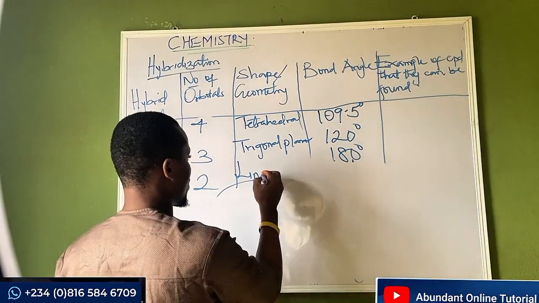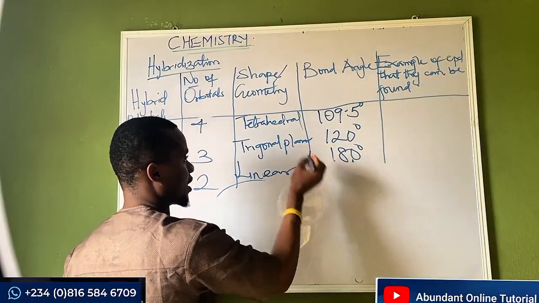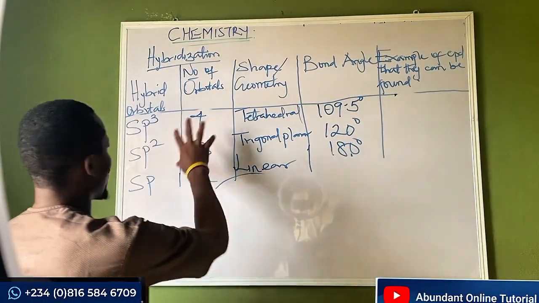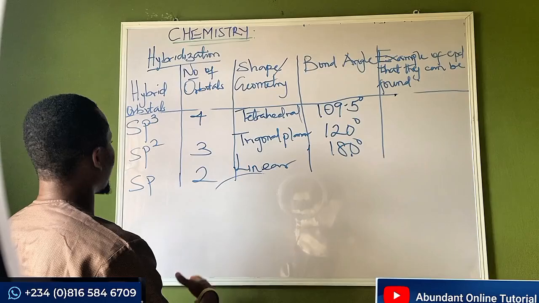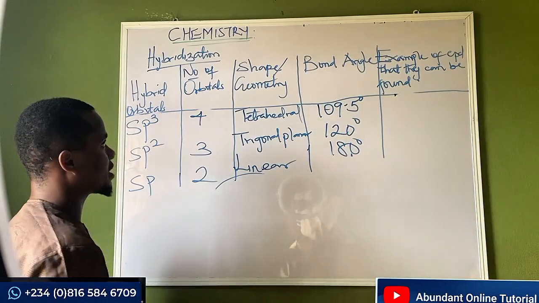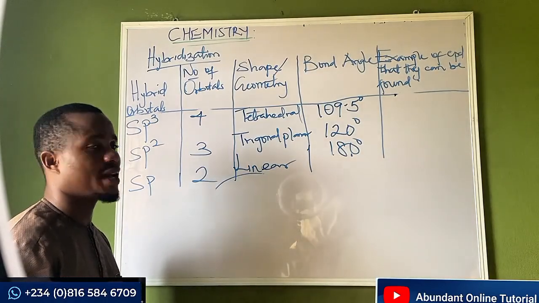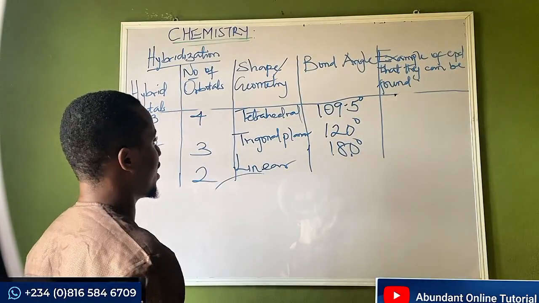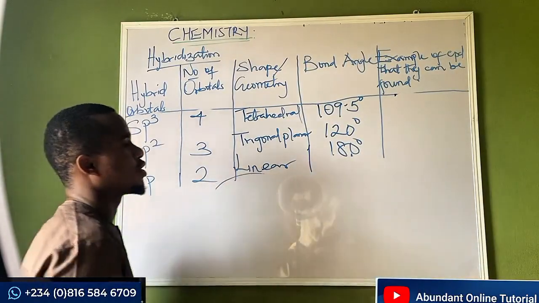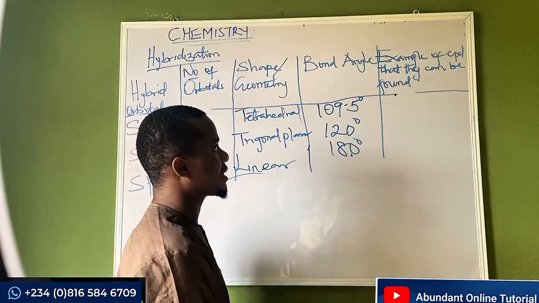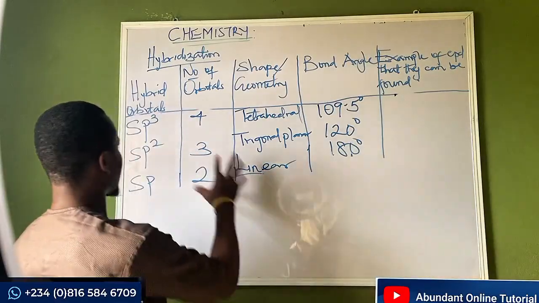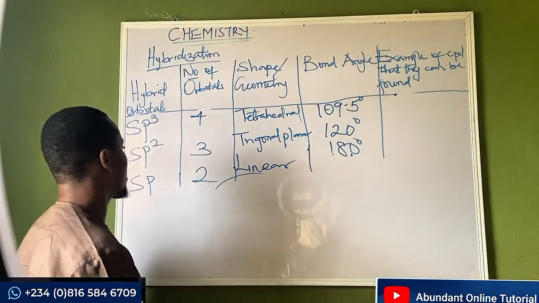These are the things JAMB will ask you. Linear. Okay, we have done the hybrid orbitals, the number of orbitals, the shape, the geometry, and the bond angle, and you are done with that one. So this one, examples of compounds in which these hybrid orbitals can be seen.